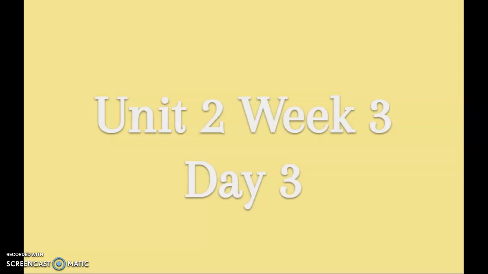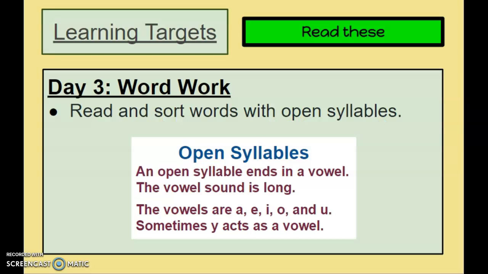word work lesson. So let's take a look at our learning targets for today. Our learning target is to read and sort words with open syllables. Remember, an open syllable is a syllable that ends in a vowel, and that vowel sound is long. So A, E, I, O, and U. And remember, sometimes Y acts as a vowel if it makes that long vowel sound.